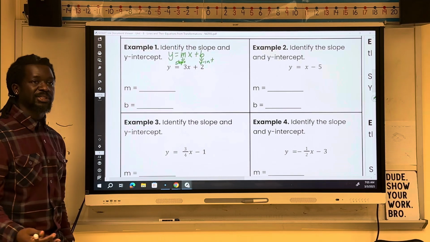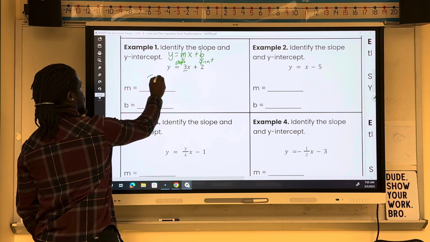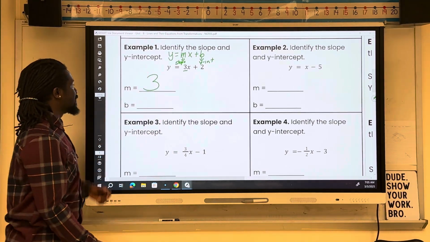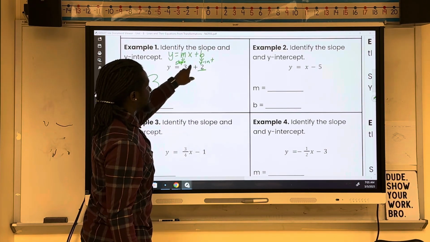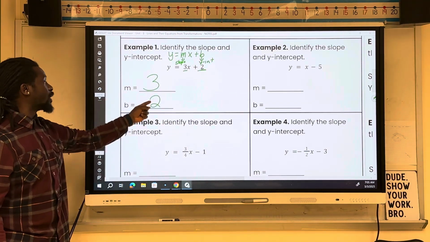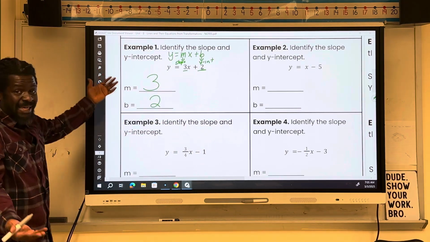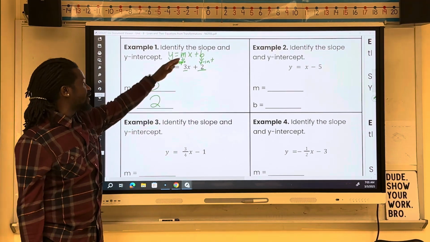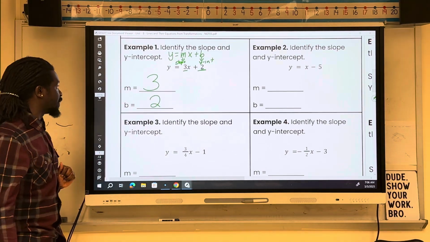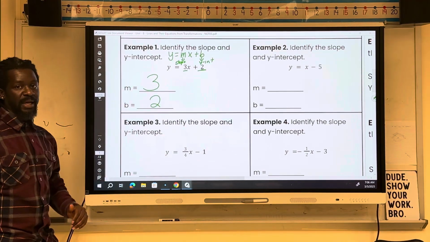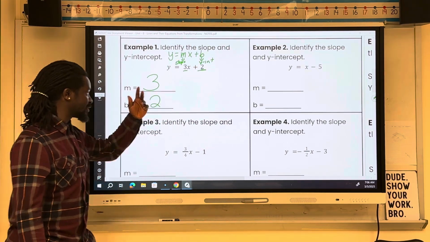All you have to do is simply identify. For m, my m is 3, so my slope is 3, and my y-intercept is 2. Whatever operation is in front of that will need to go with the y-intercept, and we'll see that in the next example. For these problems, all you are identifying is m, the slope, which is 3, the coefficient in front of the variable, and then identifying the constant that's by itself, that is the y-intercept.